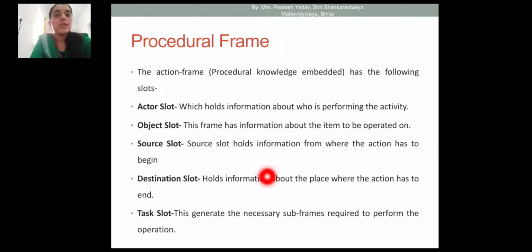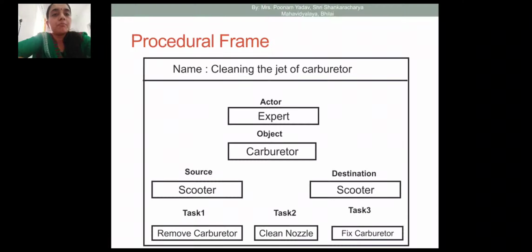Actor slot means who is performing the action. Object slot means the item on which the action will be performed. Then source slot holds the information about where the action began, and destination holds the information about the place where the action has to end. And task is what action will be performed.